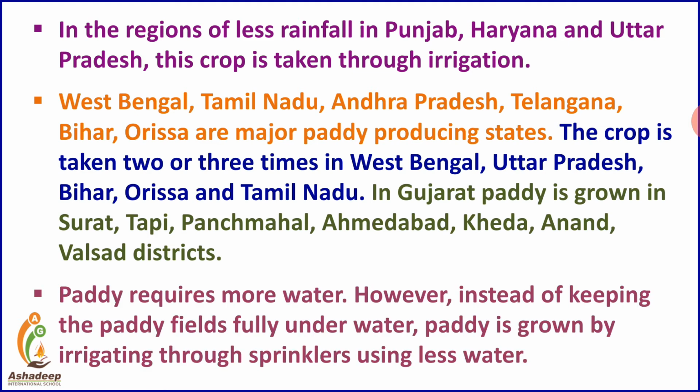Paddy requires more water. However, instead of keeping the paddy field fully under water, paddy is grown by irrigating through sprinklers, using less water. As the population is growing day by day, the crisis of water is also growing day by day. Instead of filling the whole field with water, modern methods of irrigation like sprinklers are used to get a good crop by using less water.